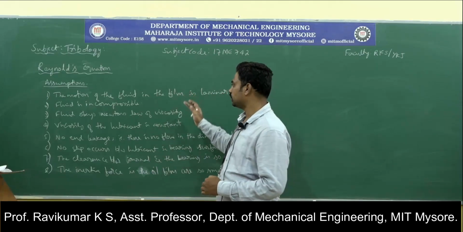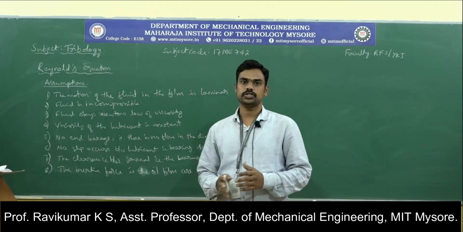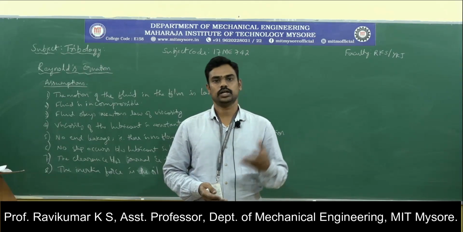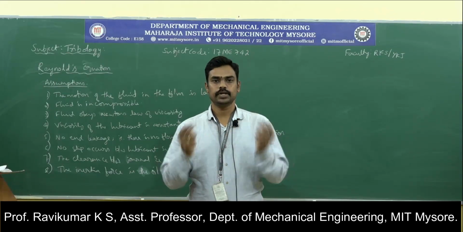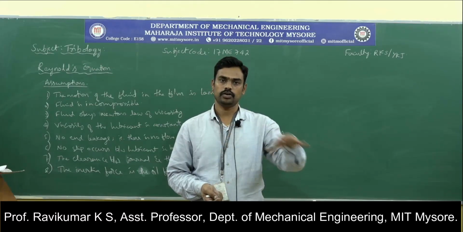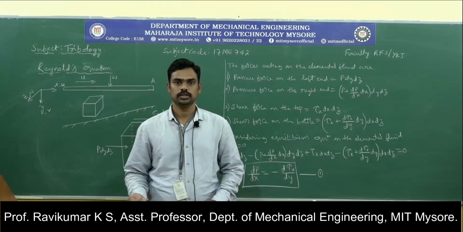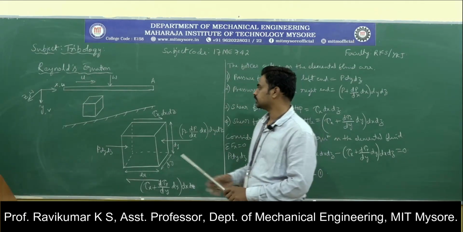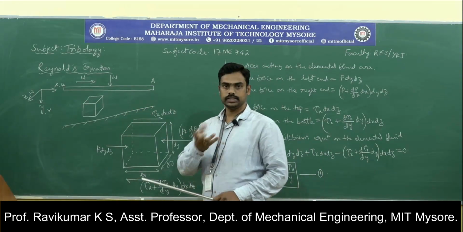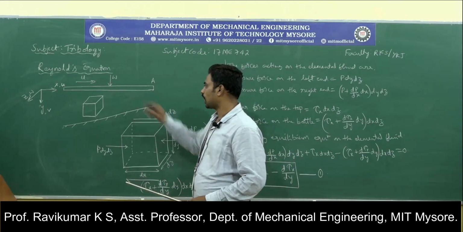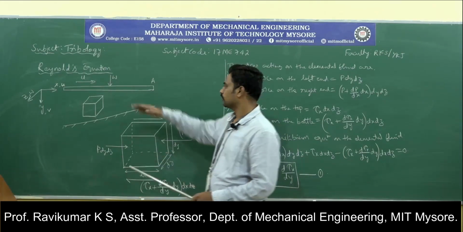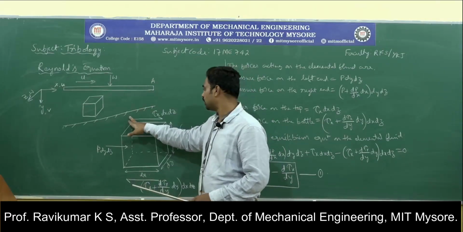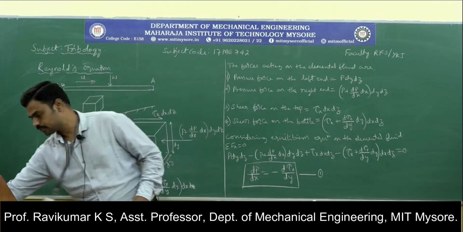So these are some of the assumptions made by Reynolds to come up with the Reynolds equation, which specifies the pressure distribution in a hydrodynamic journal bearing. For the derivation of the Reynolds equation, he has considered the case of two plates, where he has considered surface A, which is parallel, and surface B, this is surface B.